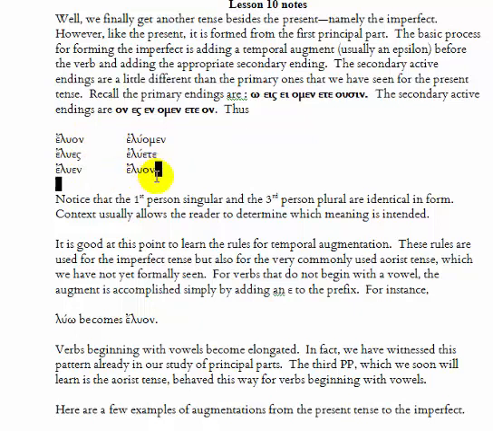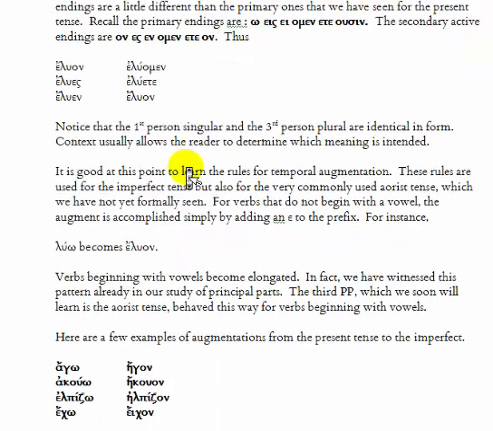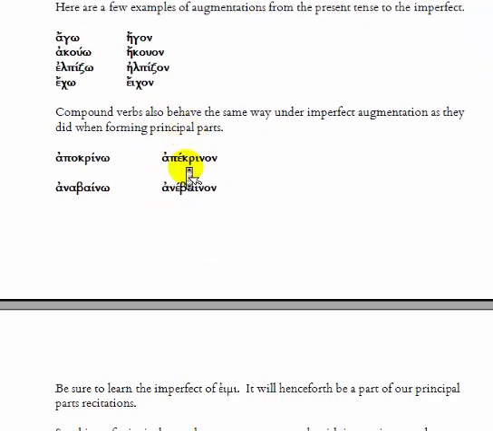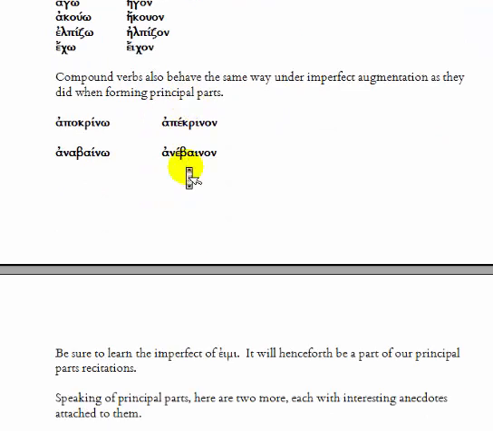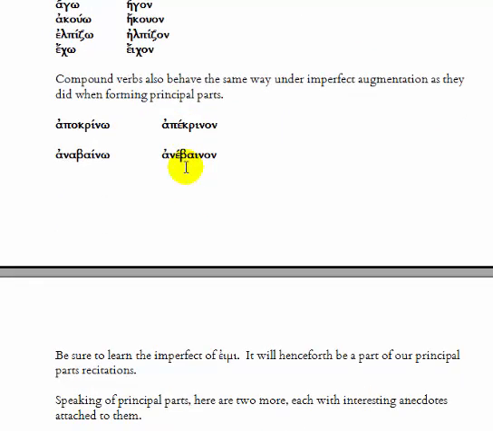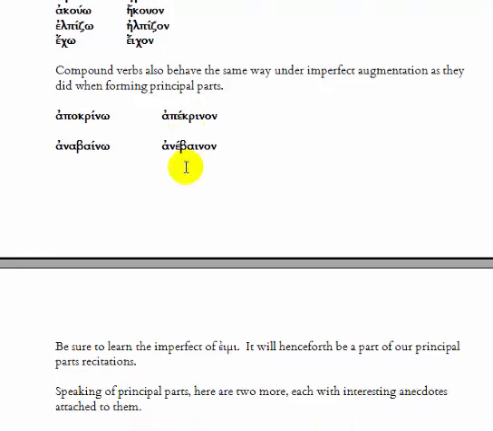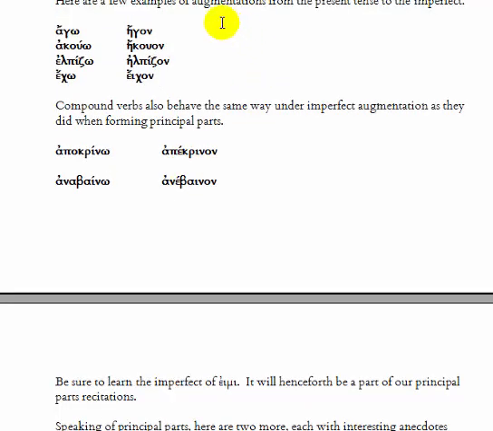Notice the third person plural is exactly the same in form as the first person singular. In other words, I was loosing is the same in form as they were loosening. So it's context that allows you to tell the difference. That's fairly straightforward. You kind of have to get used to working with those imperfects. There are a fairly decent number of them in the New Testament.